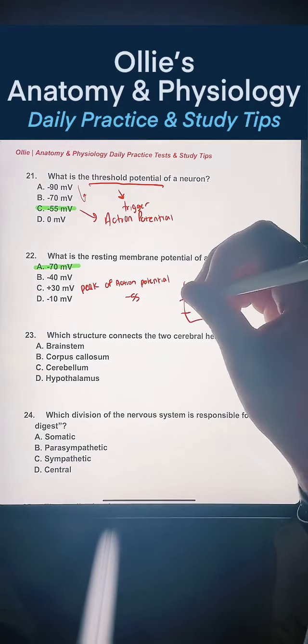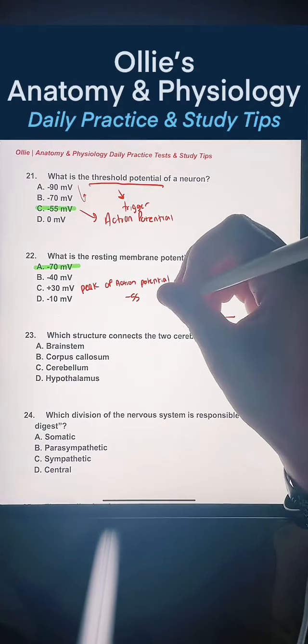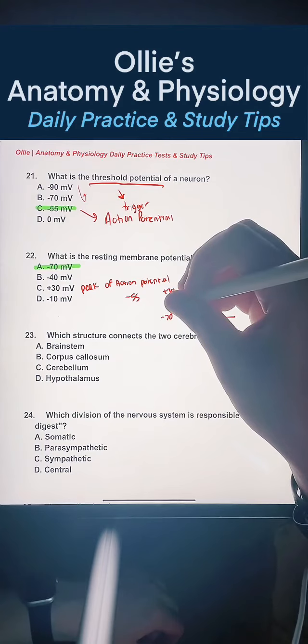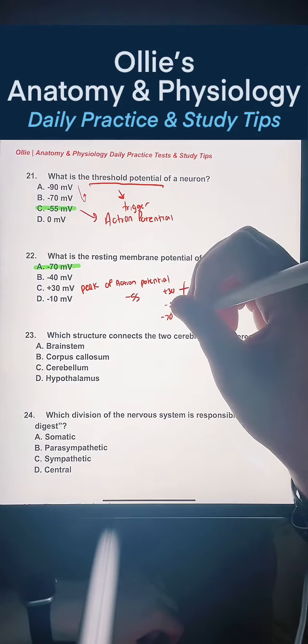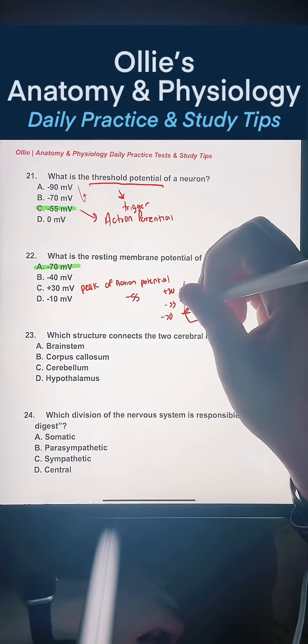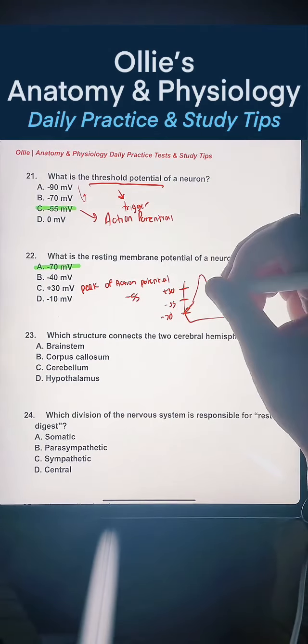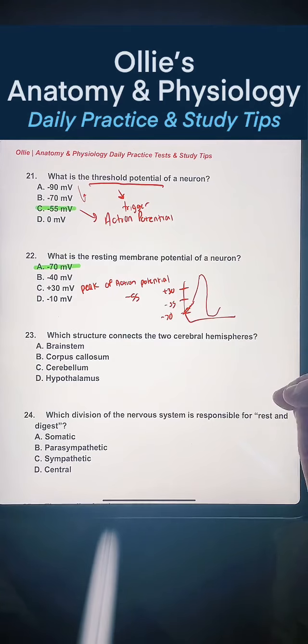So what this looks like on our diagram here, we have our plus 30, our negative 70, and our negative 55. So once this reaches negative 55, we have a huge increase, and then this goes down. Perfect.